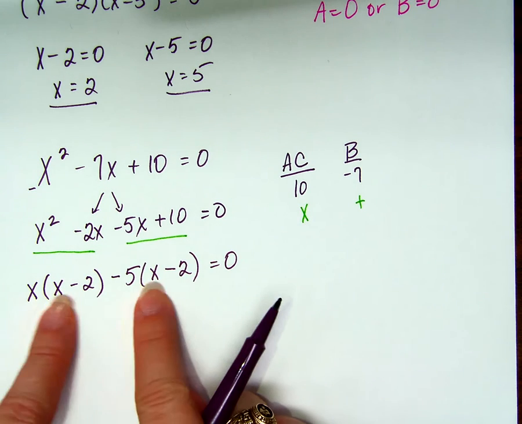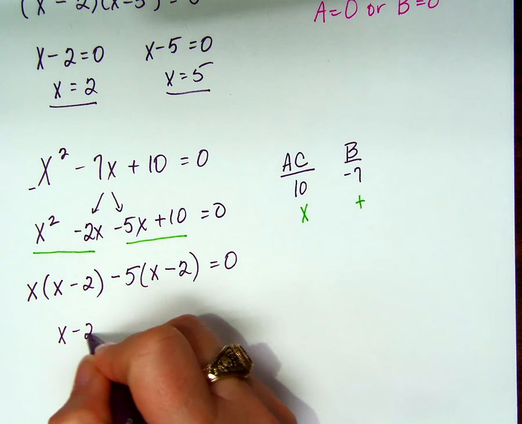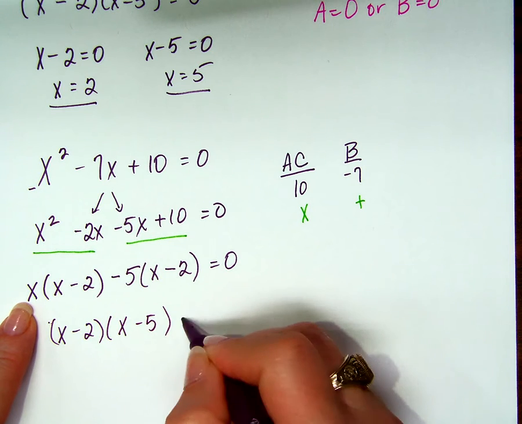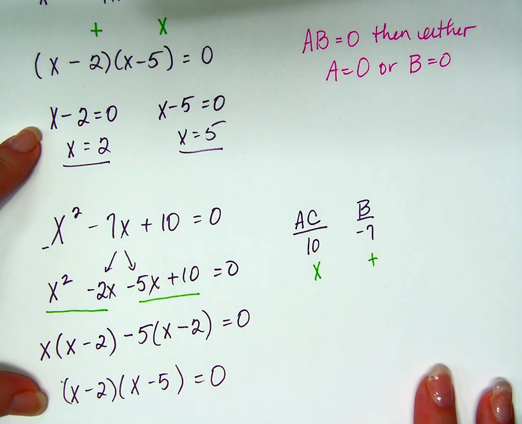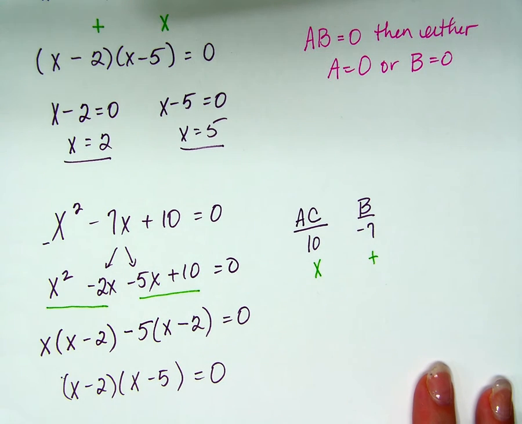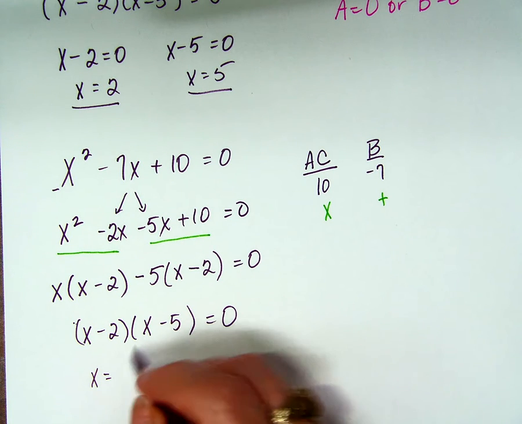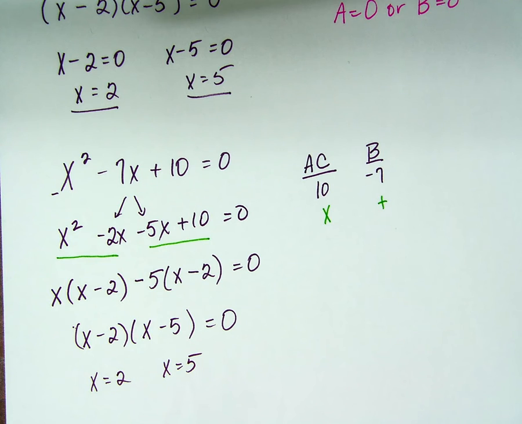Now, what's common in these 2 terms? X minus 2. When I factor it out, what's left? X minus 5. Now, I just want you mostly to see that we got the same answer. But this is the skill that you need. These are the steps you need to remember if this leading coefficient is not 1. And then, of course, set each one of these equal to 0 and solve. And we know what our answers are because we already got them.